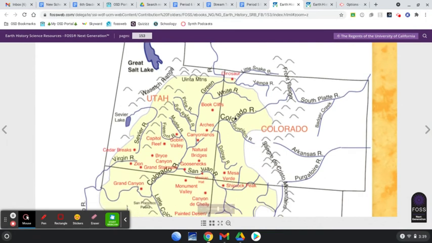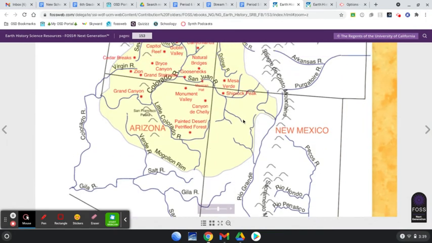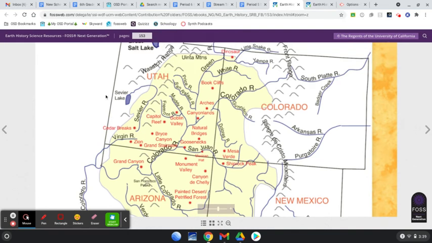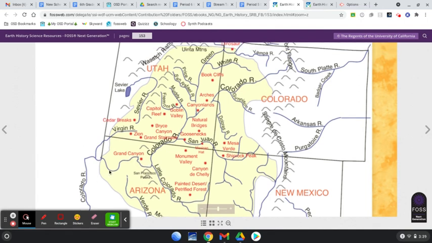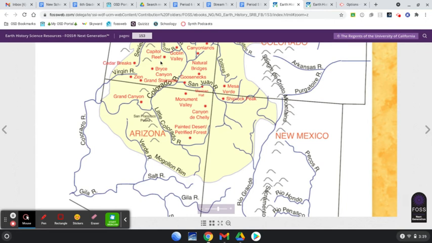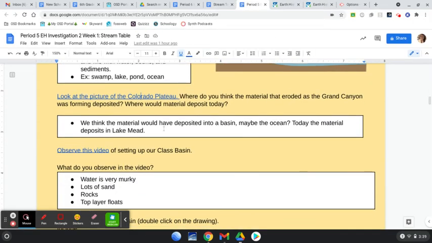So if you look at this picture, let's see if we can see it. You can't actually see Lake Mead in this picture. You just see this big plateau, which is called the Colorado Plateau, and then the Colorado River carves into it. But basically, that river will continue until it hits a basin, and then all that sediment that got carved out of the canyon will deposit somewhere. And so it would deposit in a basin as well. We're just not sure which basin it is. Probably Lake Mead.